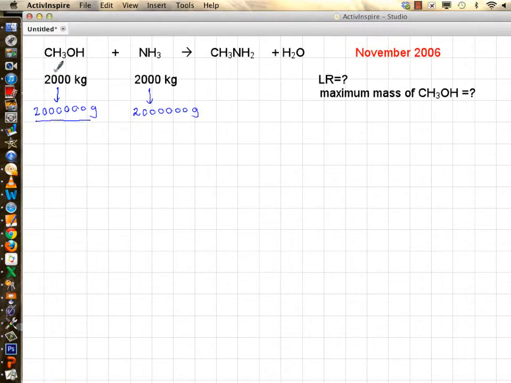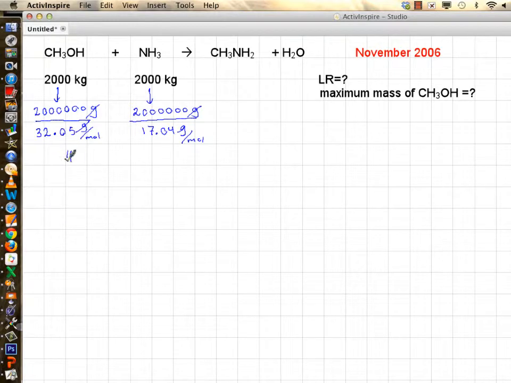to moles. Methanol has 1 carbon, 4 hydrogen, 1 oxygen. So it's 12 plus 4 plus 16. It's about 32, to be exact, 32.05 grams per mole. In case of ammonia, the molar mass is 1 nitrogen, 14, and 3 hydrogen, 3, 17. To be exact, it's 17.04 grams per mole. These divisions, grams cancel each other out.